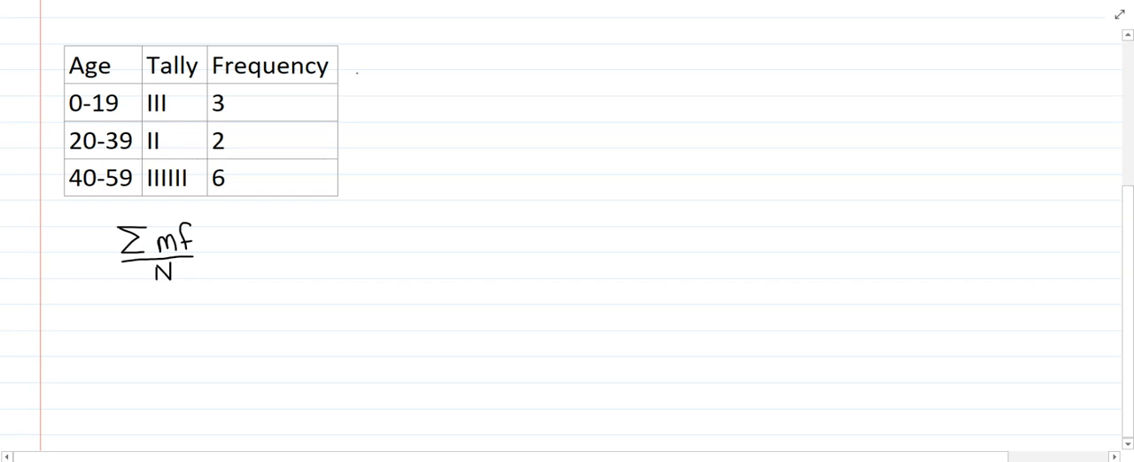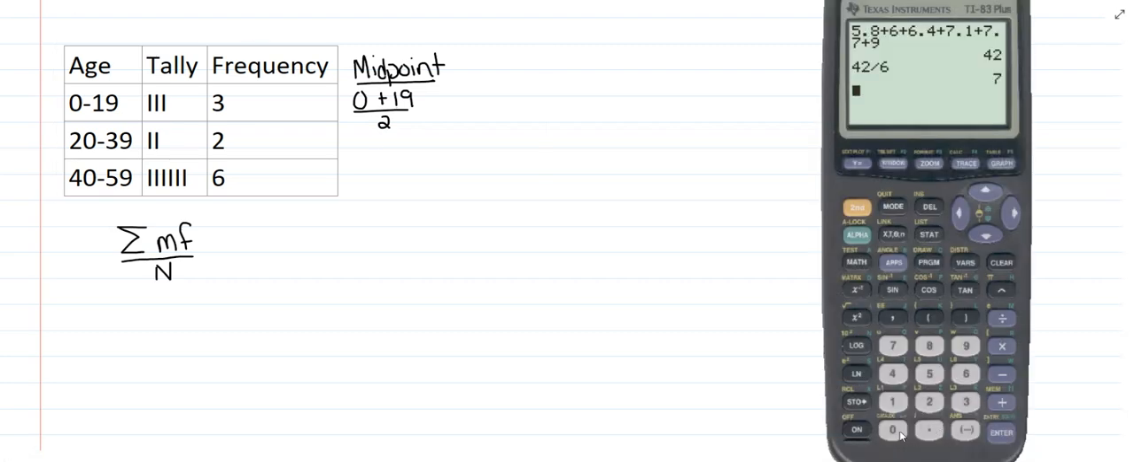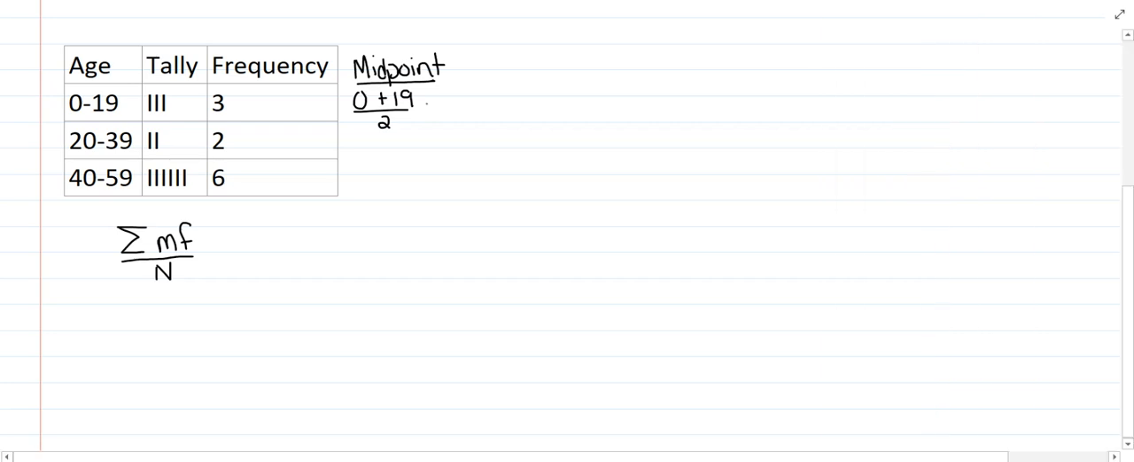So I'm going to add a column right here called midpoint. And there I'm going to find the midpoint of my groupings. So my first group, I have 0 to 19. So I'm going to go 0 plus 19 divided by 2. So it's just the middle, or the mean, of my groups here. So 0 plus 19 is 19. Divided by 2 is going to be 9.5.